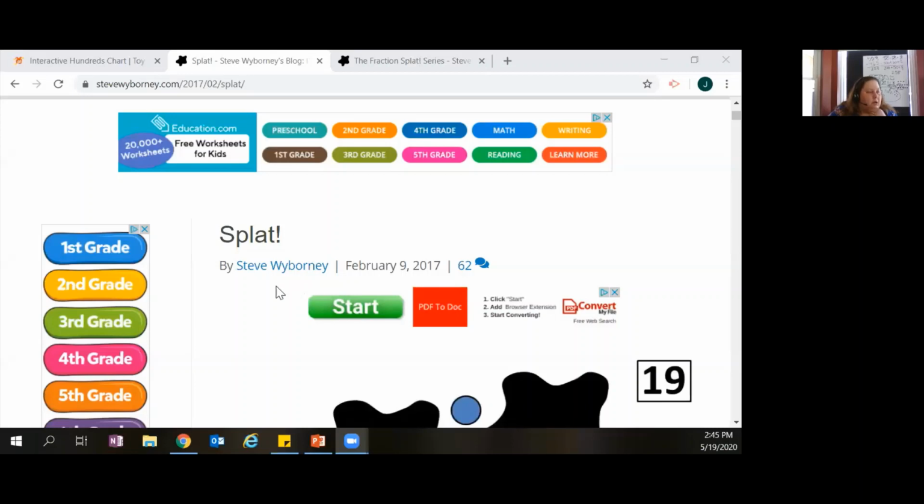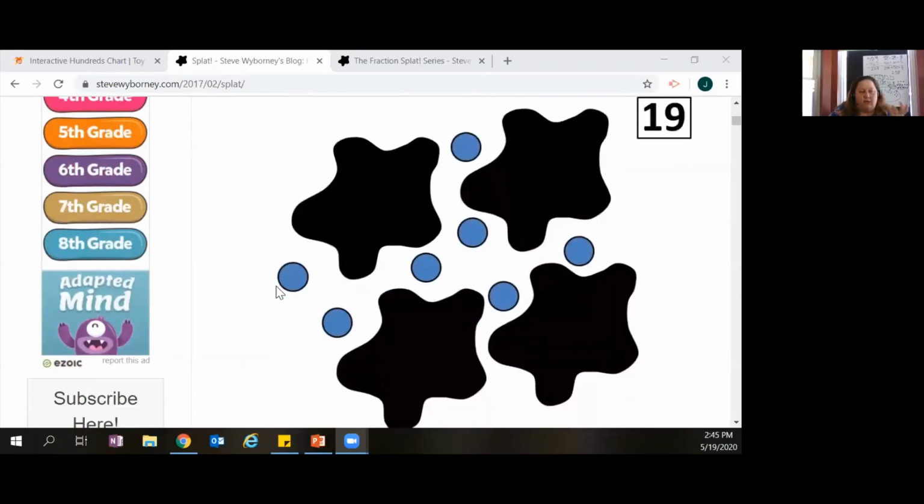So you might find problems like this. Now this would be for your upper elementary. You might even move into middle school with this. If we were thinking about, there are 19 blue dots here, well, we can see 7 of them. So if we were just thinking about subtraction, we would say, okay, that means there's 12 blue dots that are hidden. If the Splat is the same color, it means it represents the same number. So the same number of blue dots are going to be under this one, as under this one, as under this one, as under this one.